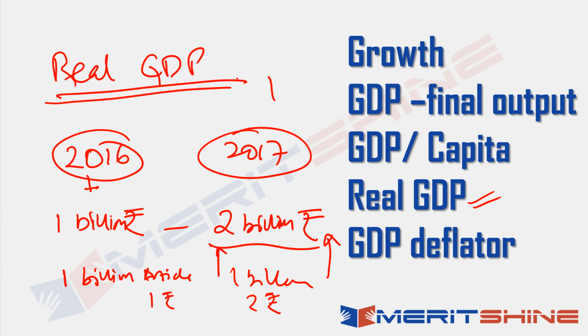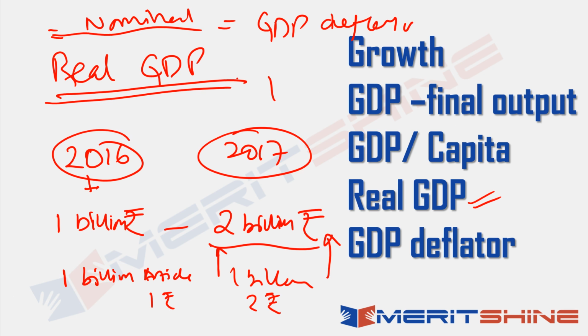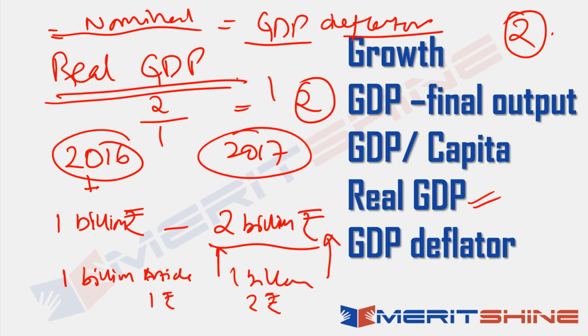So nominal GDP divided by real GDP is basically your GDP deflator. Here nominal GDP was 2 billion and the original was 1 billion, so the GDP deflator is 2. So whatever nominal value you got, you divide by the GDP deflator and you get your real GDP. That's how real GDP is calculated, by taking into account inflation.